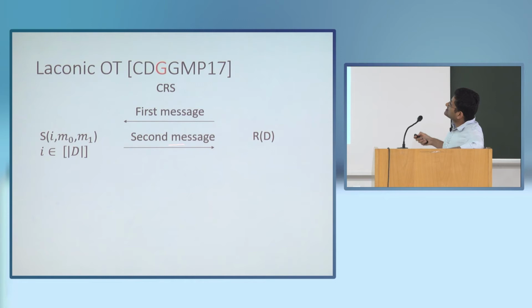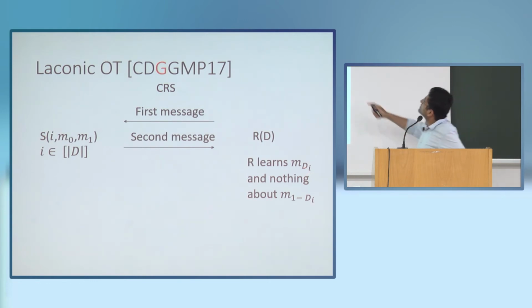Then there's a second round message. What the sender does is that, given the first round message, which is small, and the index I, M0 and M1, it generates the second round message. And I require that the amount of work that the sender does should be small, and that this second round message also be small. Finally, the receiver learns M subscript D subscript I. So look at the ith bit of the database D. If it is 0, then the receiver learns M0. If the ith bit of the database is 1, then the receiver learns M1. And it's an OT, so it doesn't learn anything about the other message. So that's what a Laconic OT is.